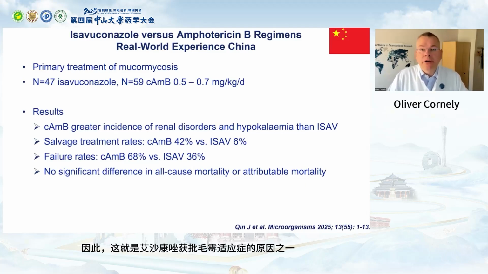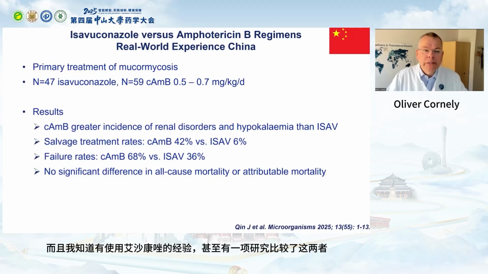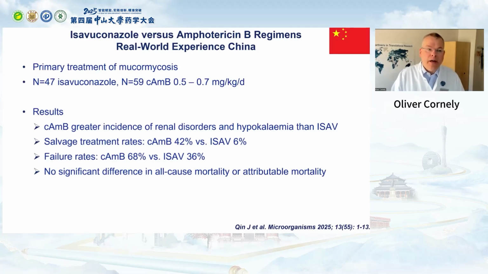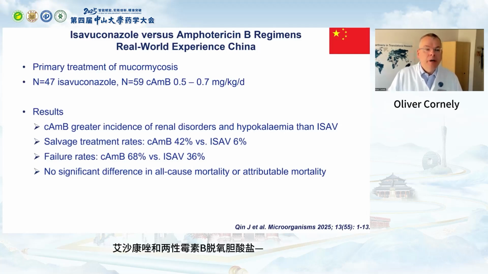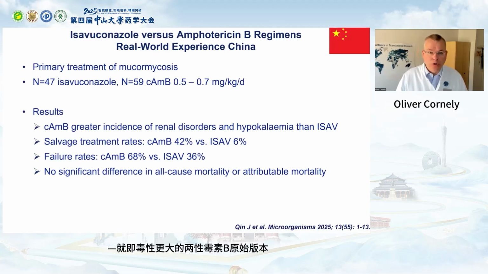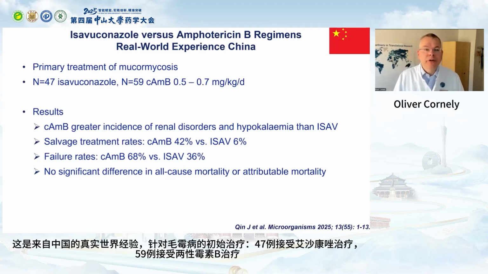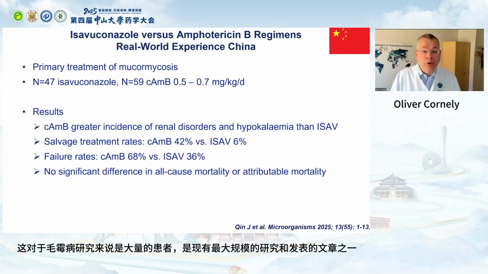And I know that there is experience with isavuconazole, and even a study where these two were compared, isavuconazole, amphotericin B deoxycholate, so the more toxic original version of amphotericin B. And this is real world experience from China for primary treatment of mucormycosis. 47 isavuconazole treated, 59 amphotericin B treated. So that is a lot of patients for a mucormycosis study. It's one of the largest studies and publications out there.